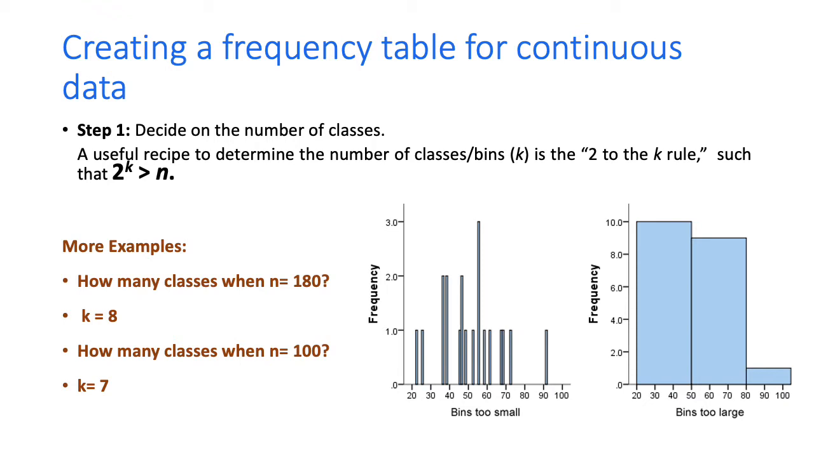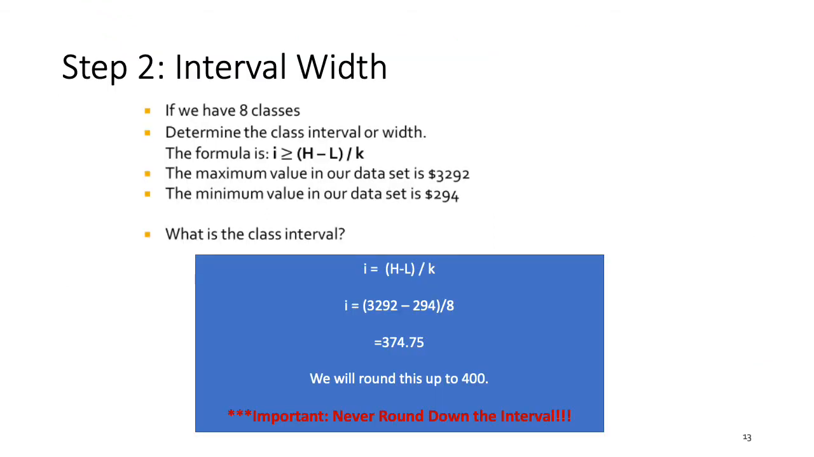And if they're too big, you lose a lot of information. So this recipe, 2 to the k, gives us a much better picture of the distribution because that's what's most important. Let's go to step 2.